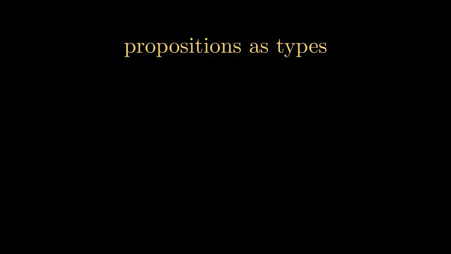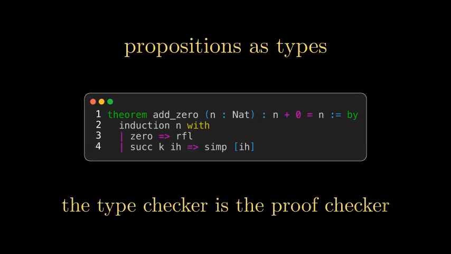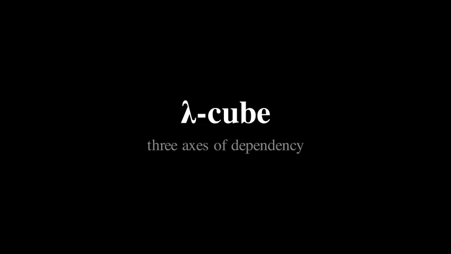Here is the payoff we hinted at in the beginning. Once types can mention values, propositions become types. The proposition for every natural number n, n plus 0 equals n is literally a type. And a proof of that proposition is just a term of that type. A function that given any n produces evidence that n plus 0 equals n. That is the Curry-Howard correspondence made concrete. Writing a proof is writing a program. That is the entire reason proof assistants are built on dependent type theory.